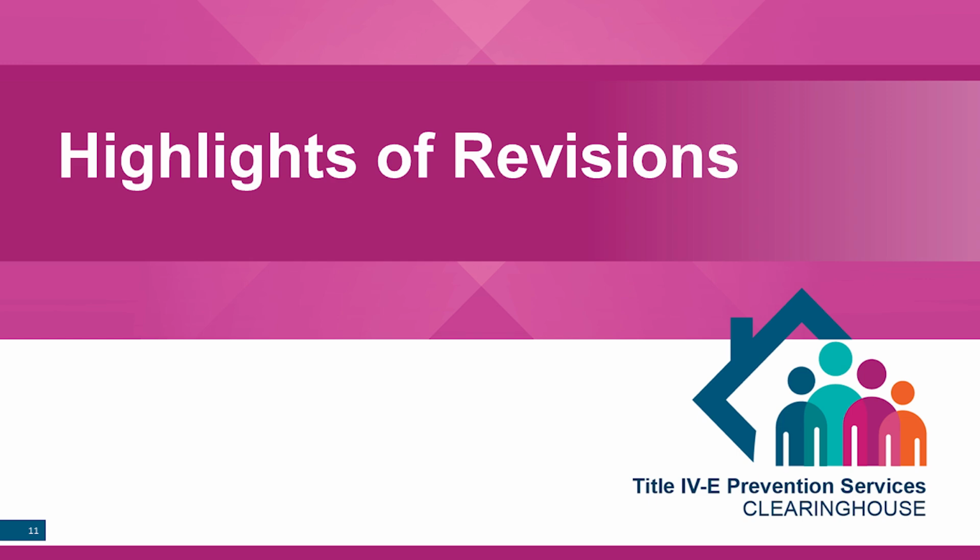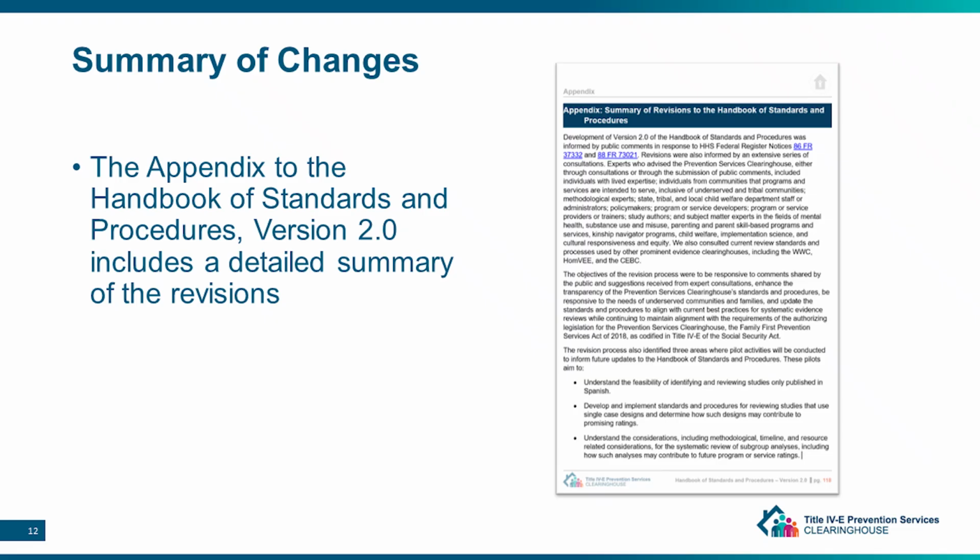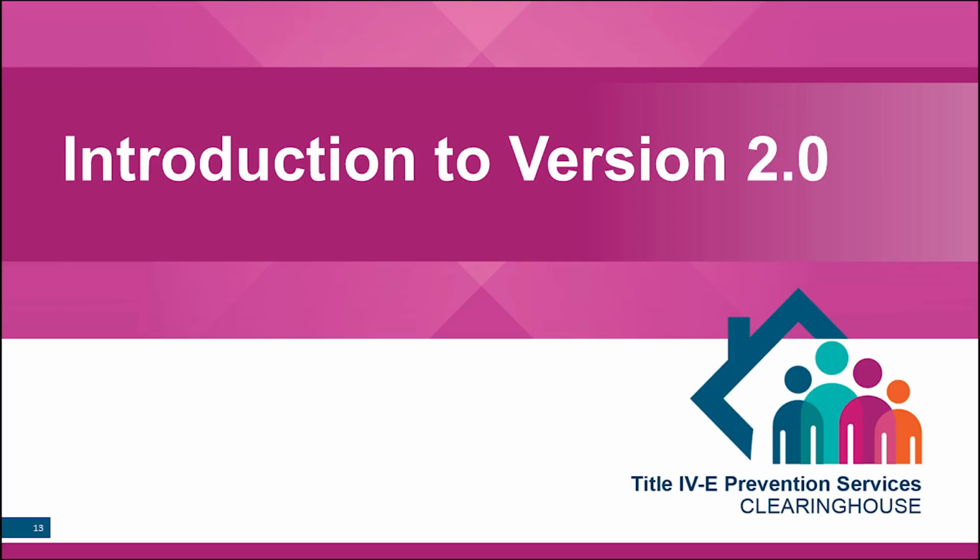We'll now highlight the revisions to the handbook. A detailed summary of revisions to the Handbook of Standards and Procedures is included in the appendix of version 2.0 of the handbook. This slide shows a screenshot of the first page of that appendix. Introduction to version 2.0.